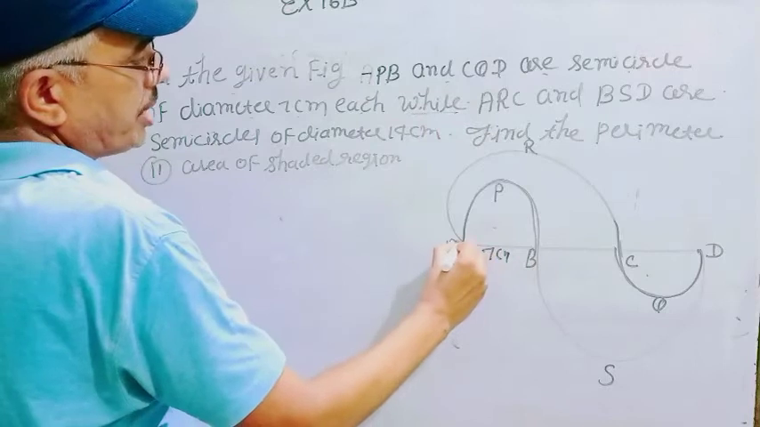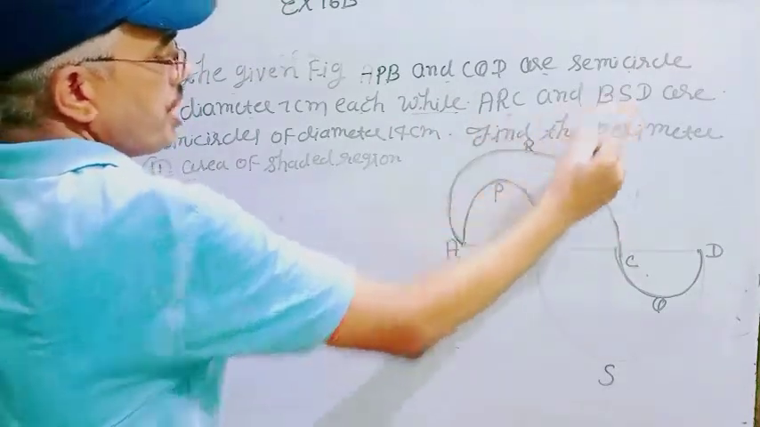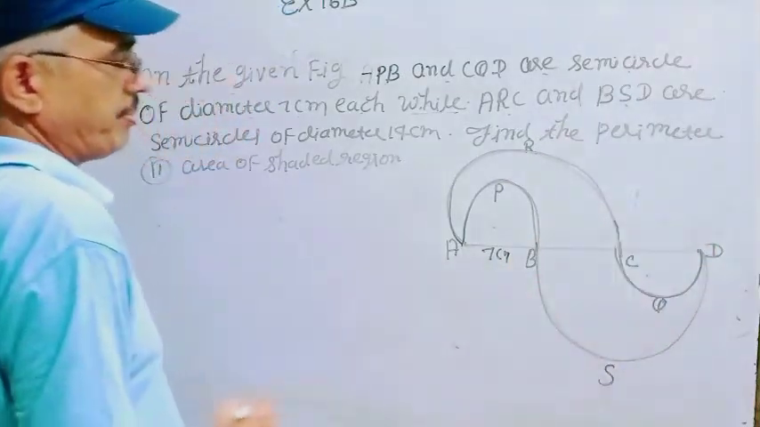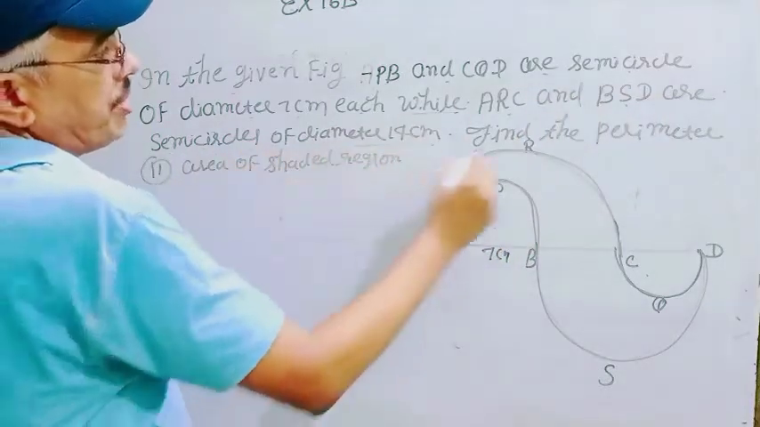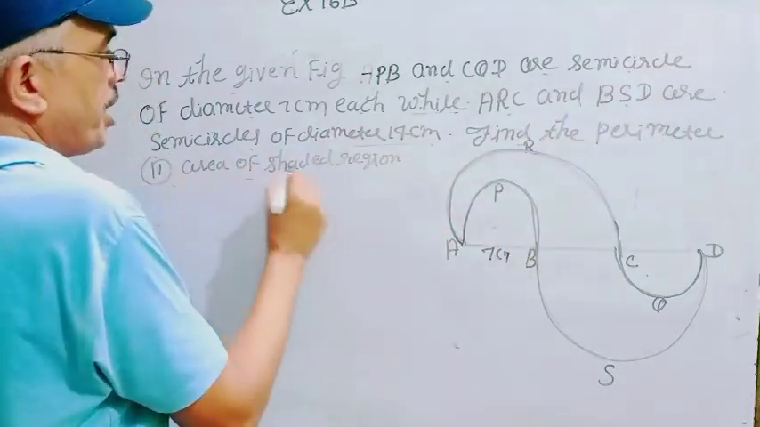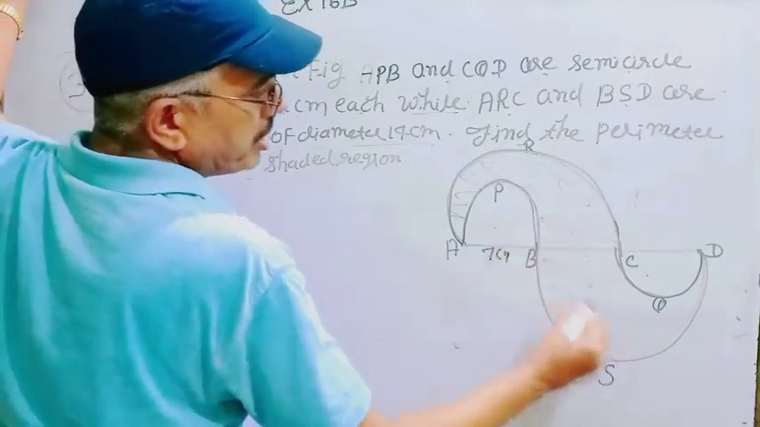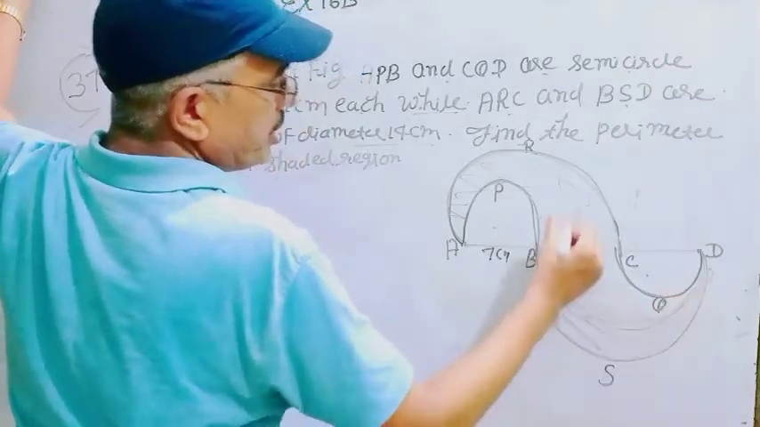While ARC and BSD are semicircles of diameter 14 cm. Find the perimeter and the area of the shaded region. This part is the shaded region. Your question: what is the perimeter of this part and what is the area of this part?